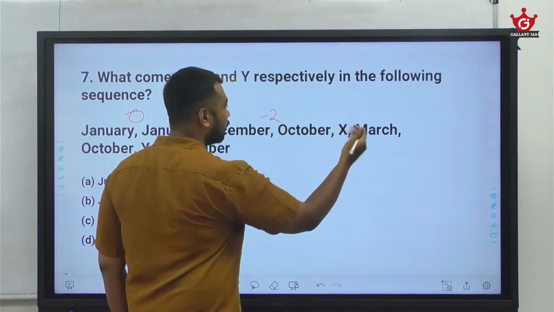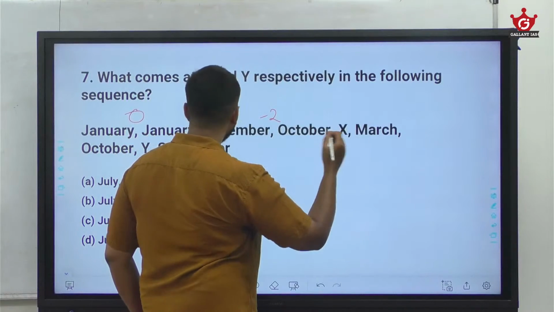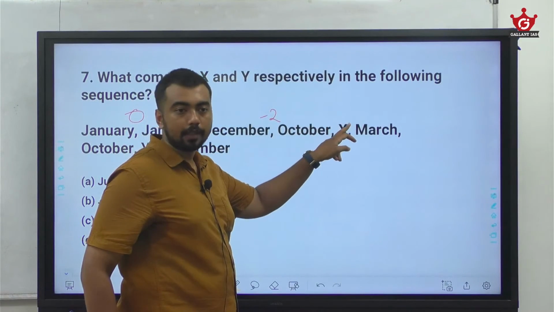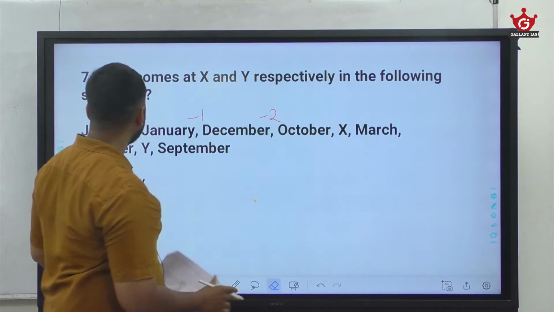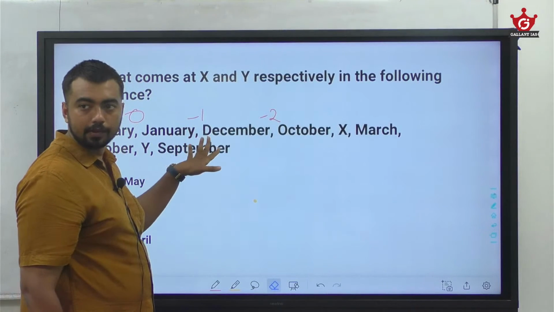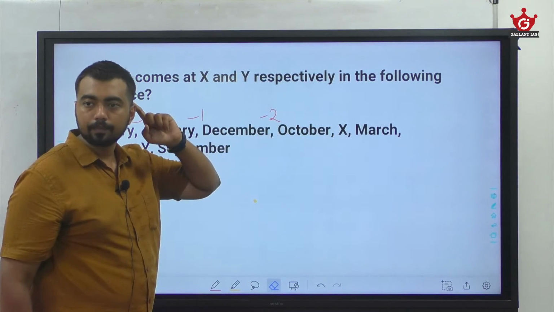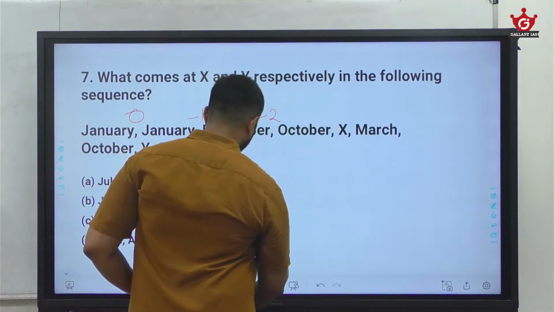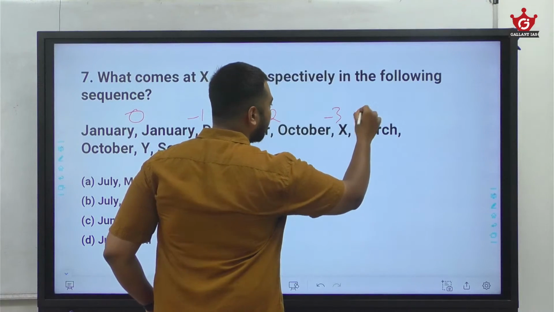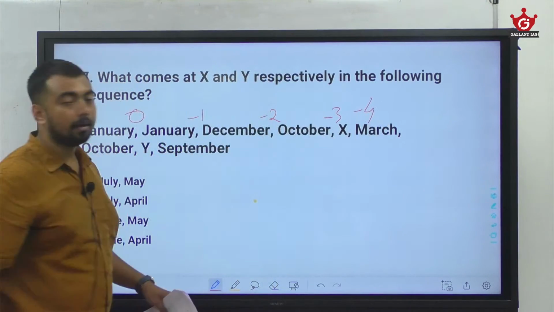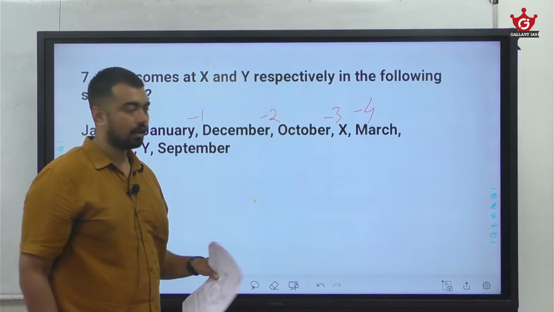Let's forget about this, but let's come to March. Before we establish that, let's assume that this is 0. This is -1 and this is -2, and what could be the number here? -3. And what could be the number in between X and March? -4. So what could be the month here? July.